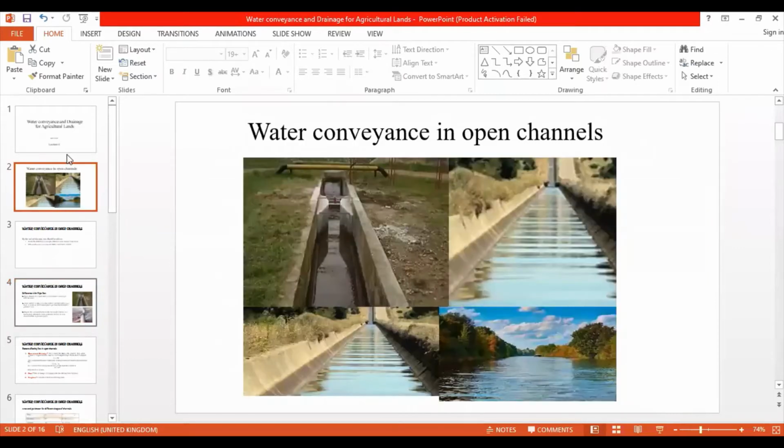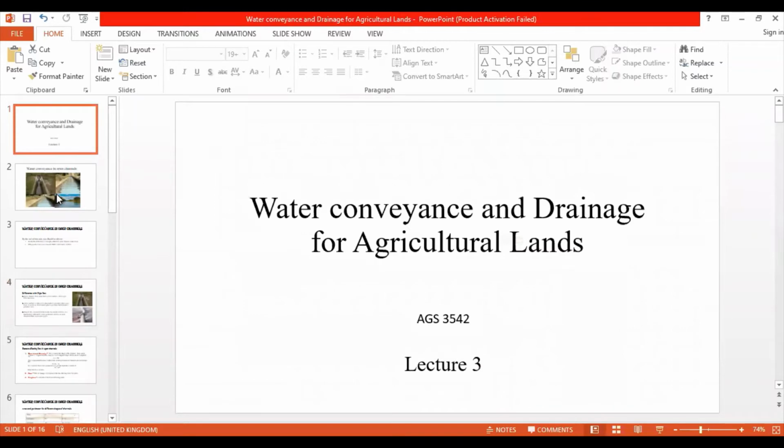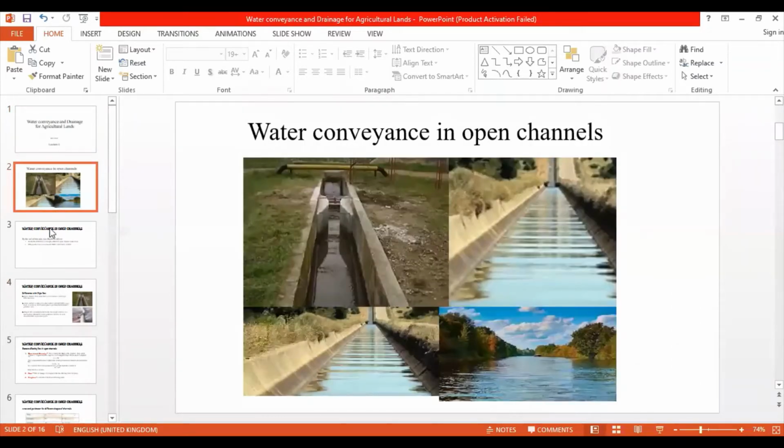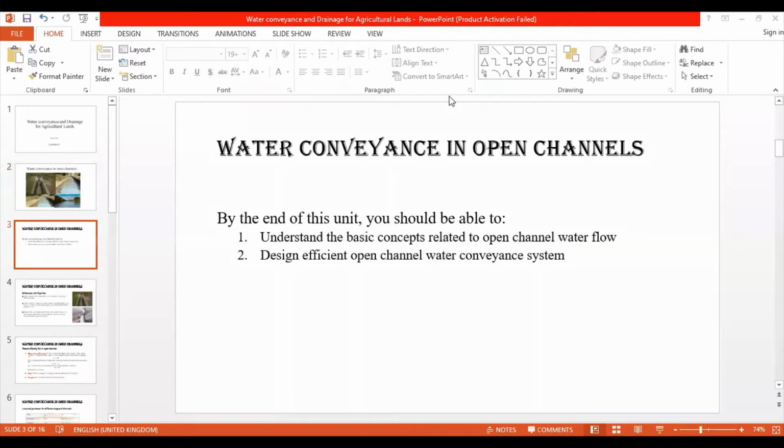I will just start from the beginning. So I was saying that at the end of this lecture today, we are dealing with water flow in open channels. At the end of it all, I should expect you to understand the different concepts related to open channel flow, and in the end, we should be able to design an efficient system which is going to deliver water to our farm with minor losses.